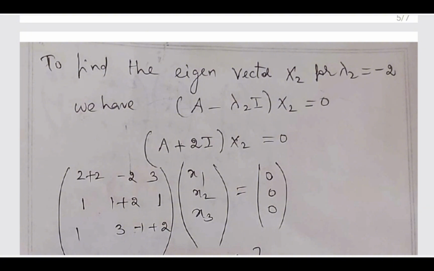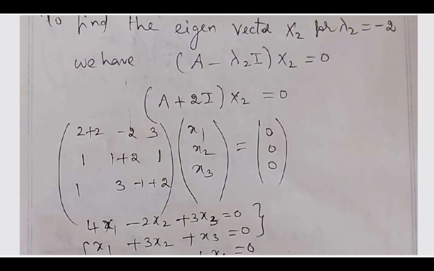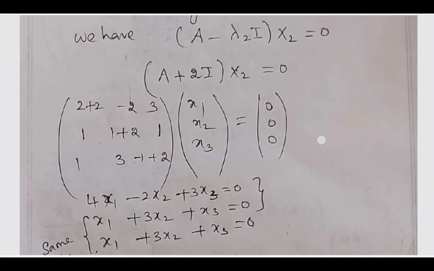Okay, so now we are going to see the next two vectors for the remaining two eigenvalues. To find the eigenvector x2 for lambda 2 equal to minus 2, we have (A minus lambda 2 I) into x2 is equal to 0. So in this case, our lambda value is equal to minus 2.